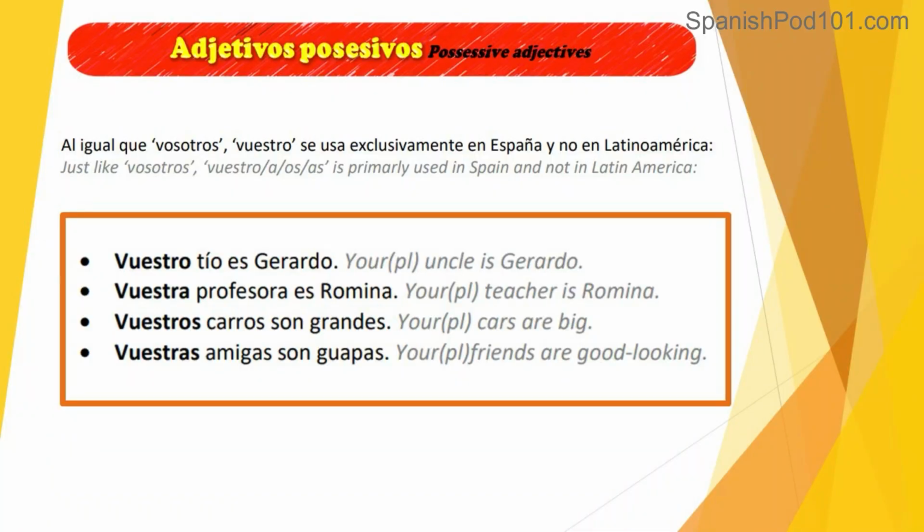Por ejemplo, vuestro tío es Gerardo. So your uncle is Gerardo. Vuestra profesora es Romina. Your teacher is Romina. Vuestros carros son grandes. Your cars are big. Vuestras amigas son guapas. Your friends are good looking.